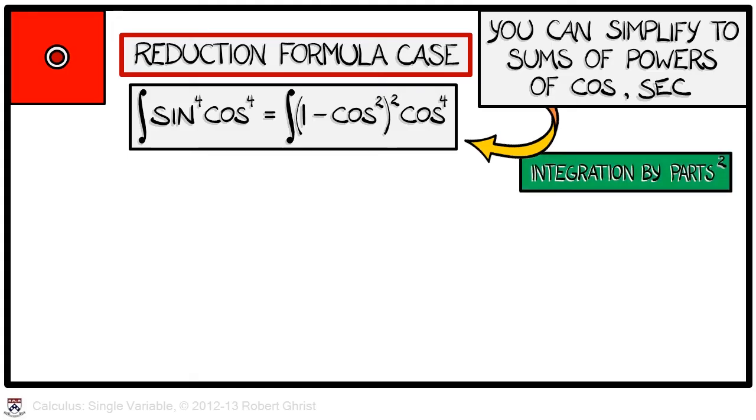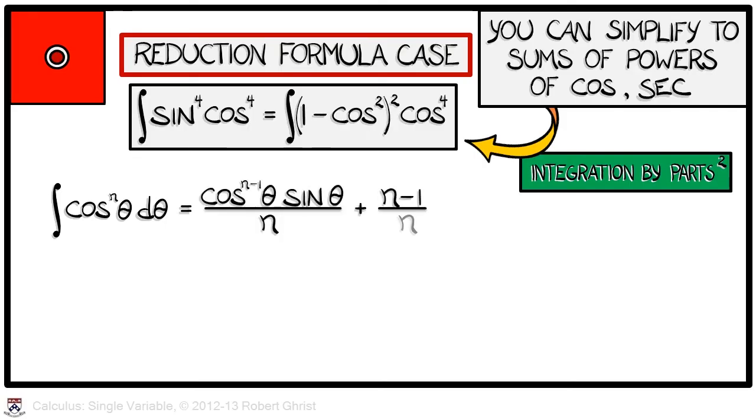Then we can apply integration by parts twice to obtain the following general reduction formula. The integral of cosine to the n is cosine to the n minus 1 times sine over n plus n minus 1 over n times the integral of cosine to the n minus 2.